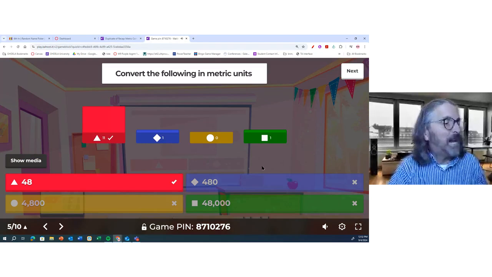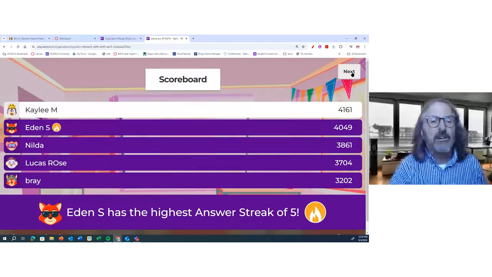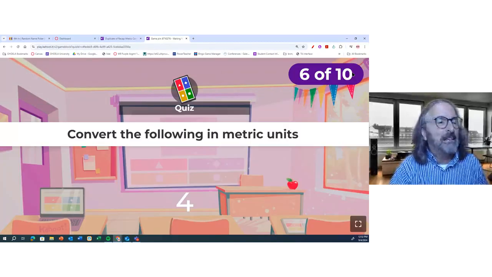So if you have a bunch of pennies, it's less than $1, right? So, all right, 48. You guys are doing it. 11 people. All right, oh, dang. So let's go 6 out of 10.